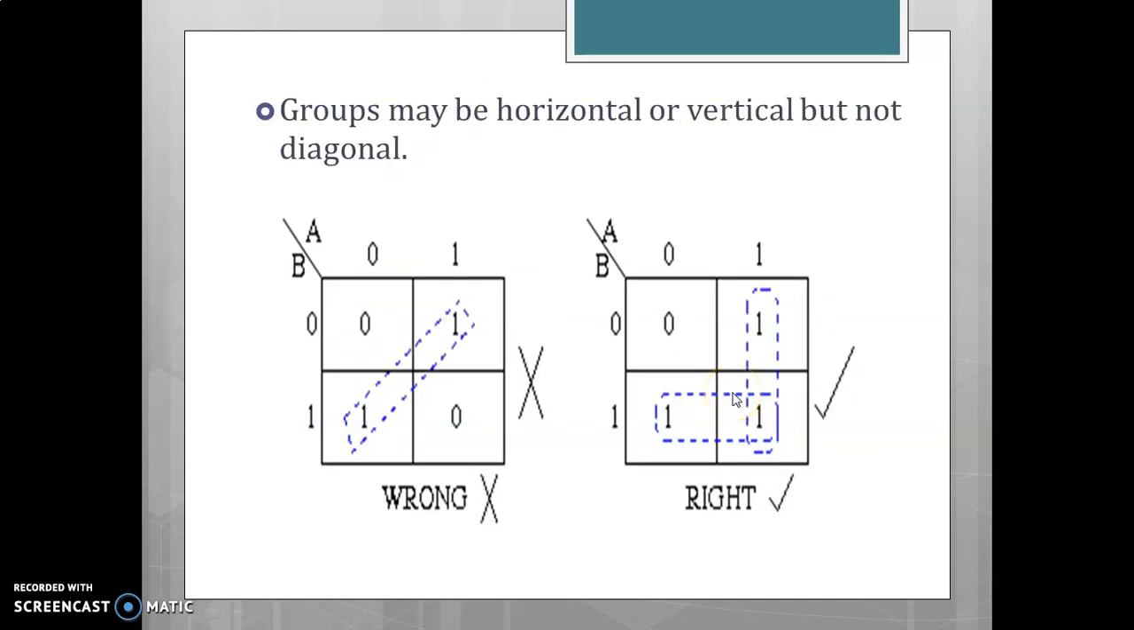Second rule, groups may be horizontal or vertical but not diagonal, which means your group can be horizontal or your group can be vertical, but it should not be diagonal like this.